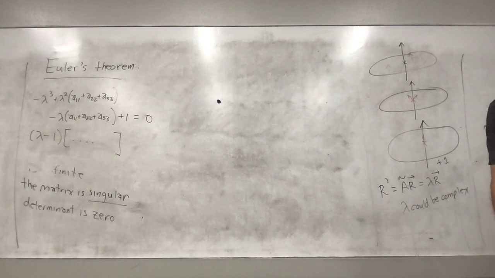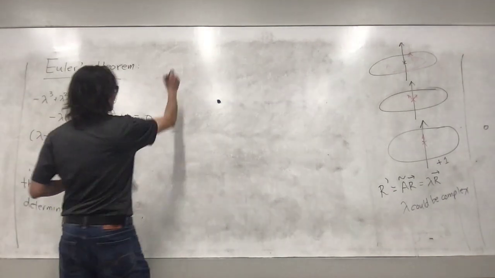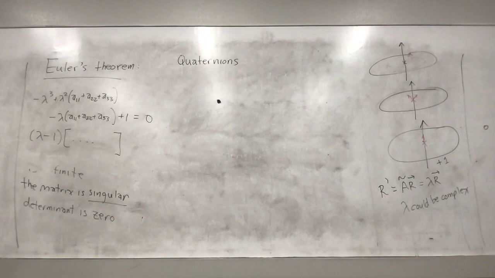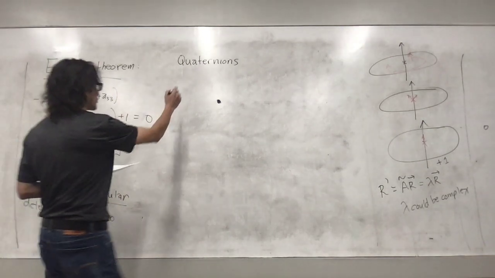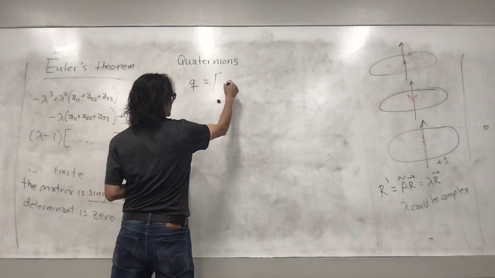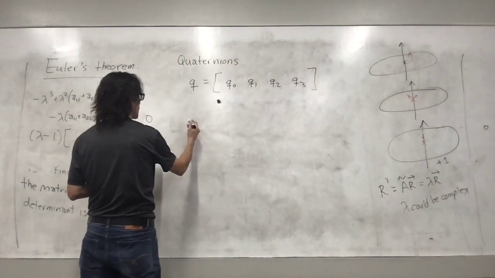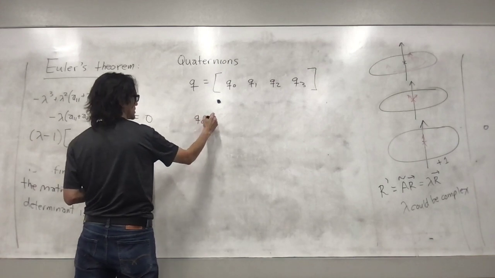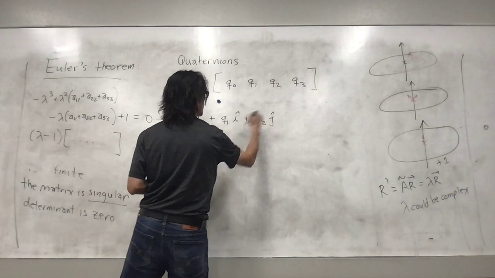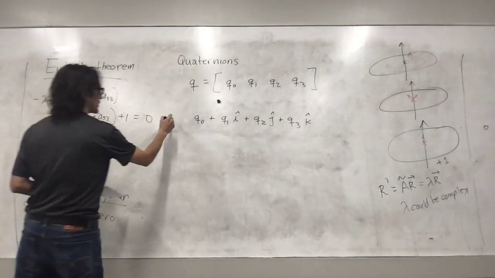Yeah, they were invented. I guess Euler didn't notice it, but Euler came up with the first example. They're called quaternions. So quaternions are a generalization of complex numbers. So typically, you're gonna use Q. It's represented as Q0, Q1, Q2, and Q3. So it's Q0 plus Q1i plus Q2j plus Q3k. To call this one, I guess just Q.